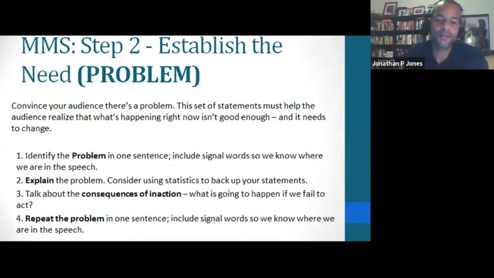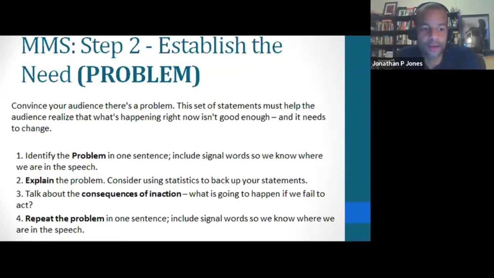This set of statements must help the audience realize that what's happening right now isn't good and it needs to change. So you'll identify the problem in one sentence. That's like stating the problem, okay? Include signal words so we know where we are in the speech. So first, I'm going to tell you about why obesity is a problem, okay? The second thing is to explain it. So give some detail, all right? Consider using statistics to back up your statements, but it's not required.